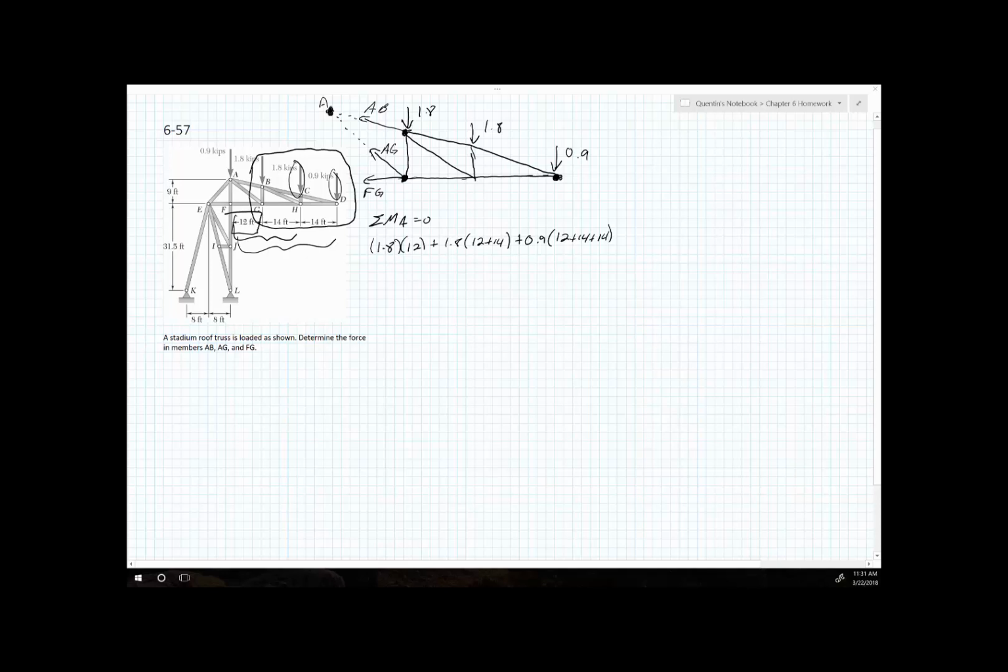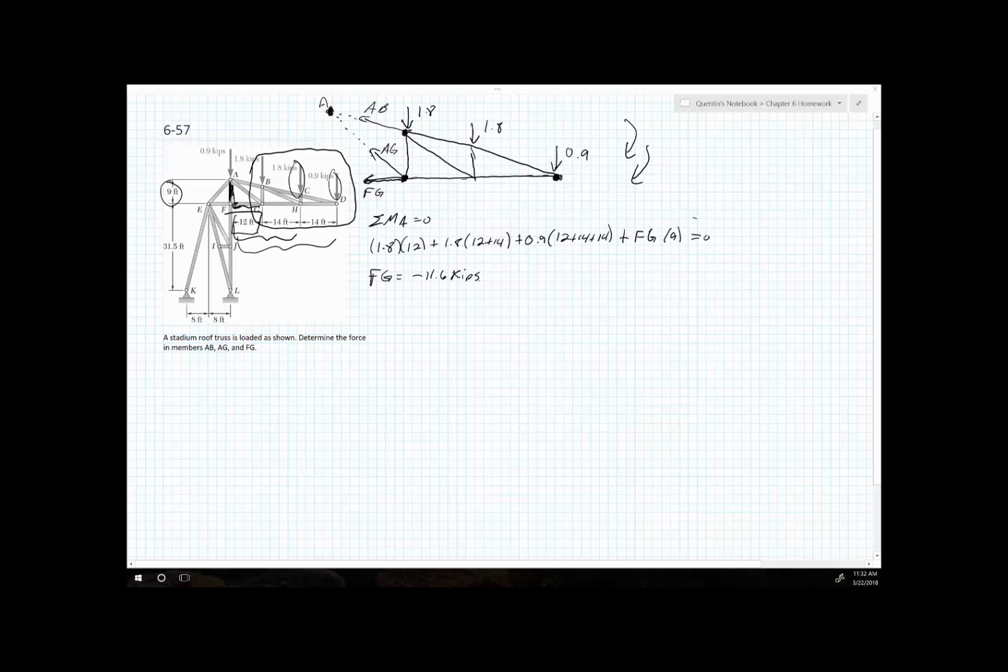Okay, so at A, AB passes through A, so that's not there. AG passes through A, so all I have left is this FG. These ones that I drew go in that direction. FG is also going to go in that direction. So plus FG times the height right here, which is given as 9, and that equals 0. Therefore, FG equals minus 11.6 kips.